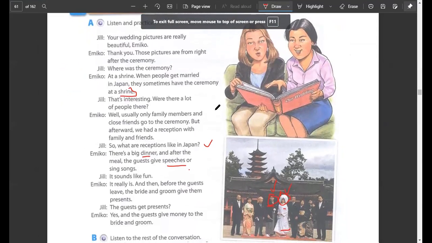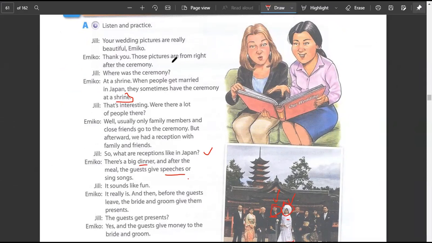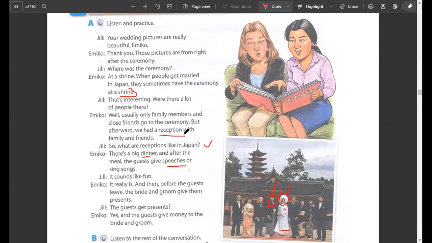Okay. Your wedding picture are really beautiful, Emiko. Thank you. Those pictures are right after the ceremony. Where was the ceremony? At a shrine, when people get married in Japan, they sometimes have the ceremony at shrine. That's interesting. Were there a lot of people there? Well, usually only family members and close friends go to the ceremony, but afterward, we had a restaurant with family and friends. So what are reception like in Japan? There's a big dinner, and after the meal, they get gift special or season. It sounds like fun. It really is, and then before they get leave, the breed and grown give the present. The guests get present? Yes, and they give money to the breed and groom.